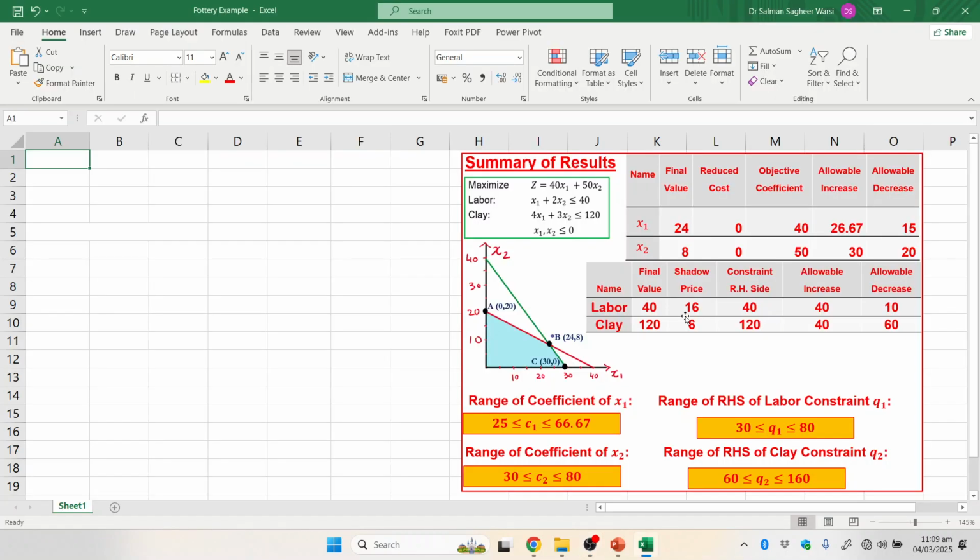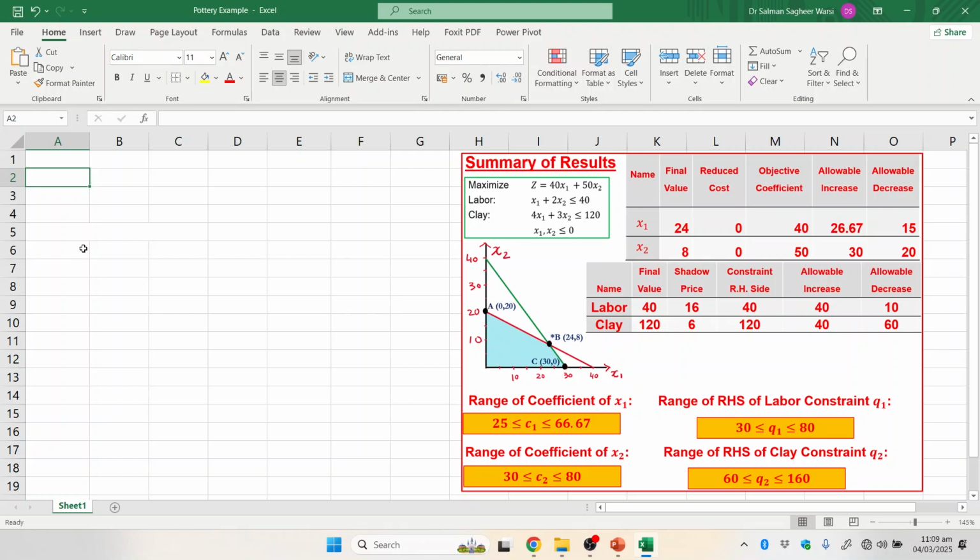So let's see how we can use Excel to find the optimal solution of the problem and see how we can do the sensitivity analysis. So first we will lay out the sheet. There are very many ways of laying out the sheet, but I prefer this method. You can use any method you want, but I find this the easiest.